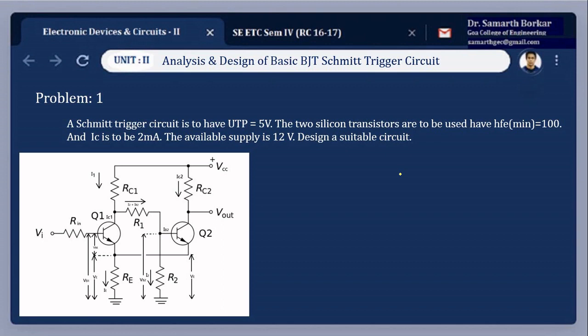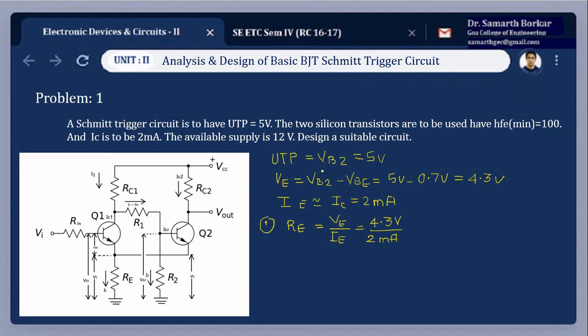Now in this case, it has not mentioned anything about the lower trigger point. So we will proceed. Referring to the figure and the discussion we had, the UTP, that is upper trigger point, equals VB2, which equals 5 volts to make the transistor Q2 on. This is from the problem statement. This voltage is required to maintain transistor Q2 in on condition.